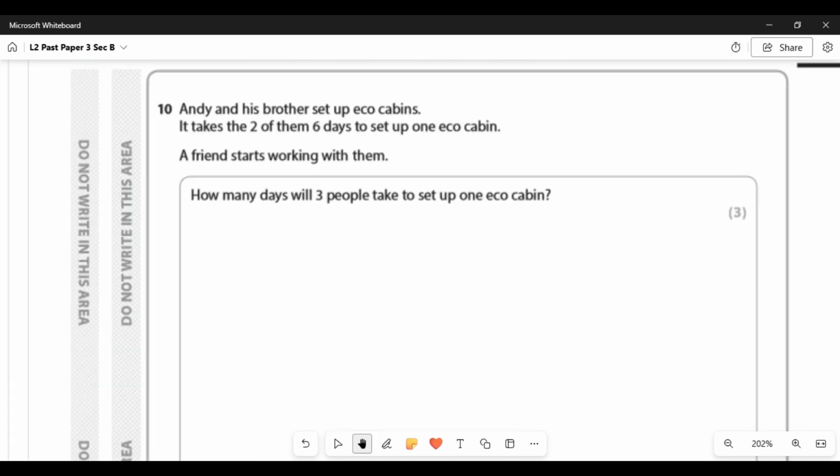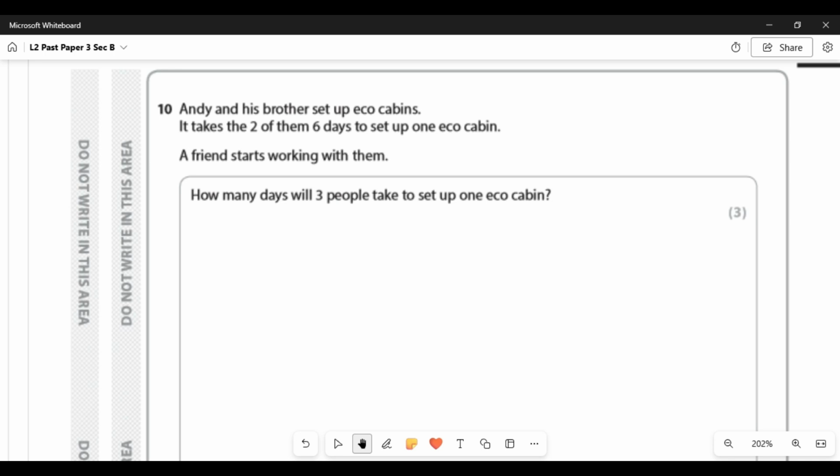Question 10. Andy and his brother set up eco cabins. It takes the two of them 6 days to set up one eco cabin. A friend starts working with them. How many days will 3 people take to set up one eco cabin, for 3 marks?